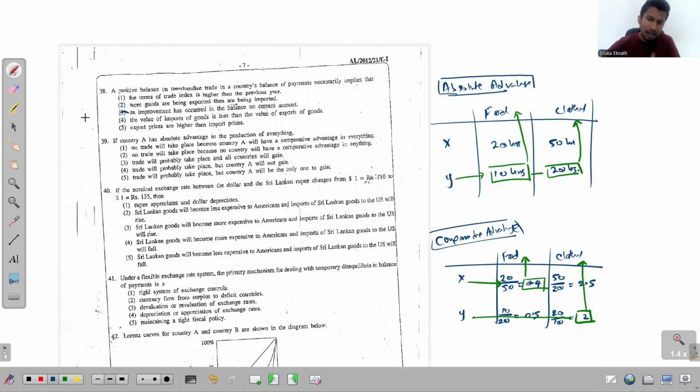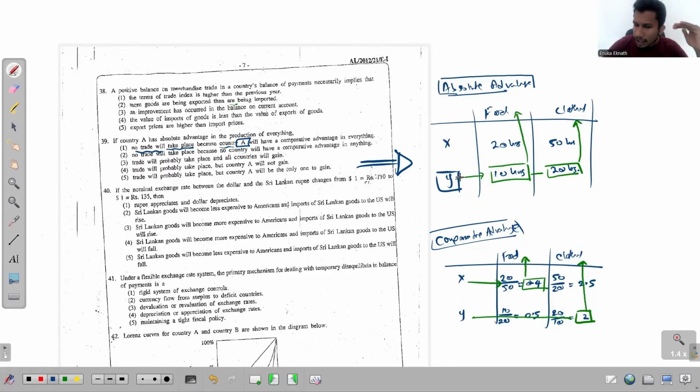Isn't this what it's talking about? If country A has absolute advantage in producing everything. See, if you look at this table, country Y has absolute advantage in producing everything. All right. So I hope that you understand. Then the first one, no trade will take place because country A will have a comparative advantage in everything. Then what is true and false, you can see by looking at this table.